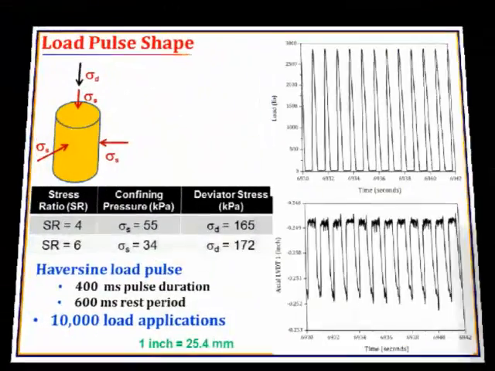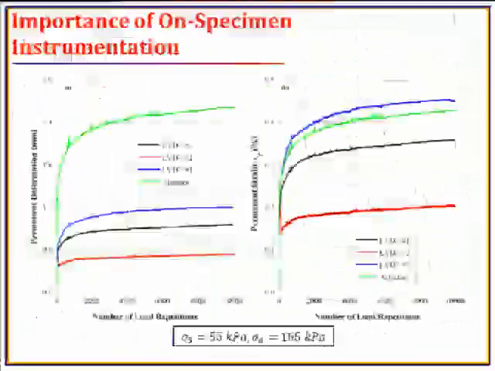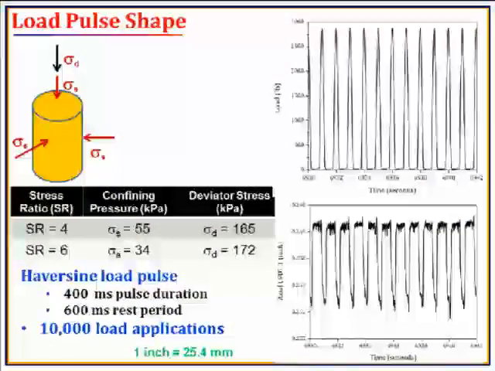Can you please define what a stress ratio is? By a stress ratio I mean the amount of stress that you are applying, that means the deviator stress sigma d plus sigma s, that will give you the sigma 1, and the sigma s equal to the sigma 3, that will give you the confining stress. The stress ratio is basically the ratio between sigma 1 and sigma 3.